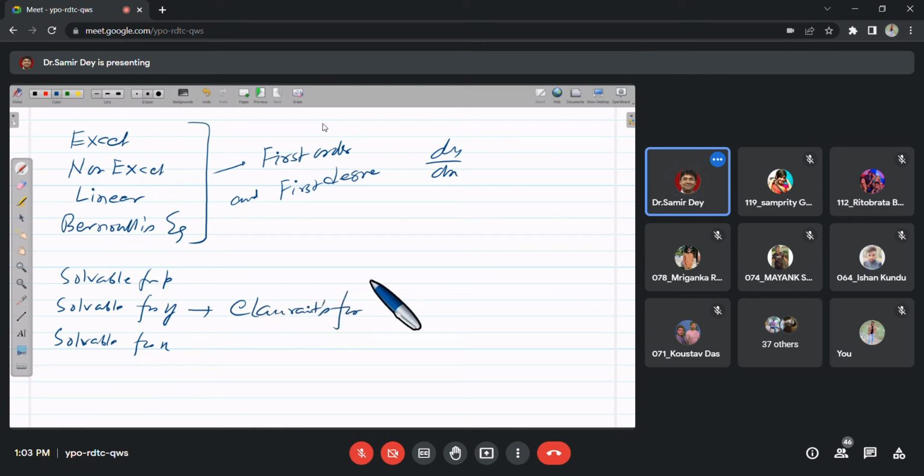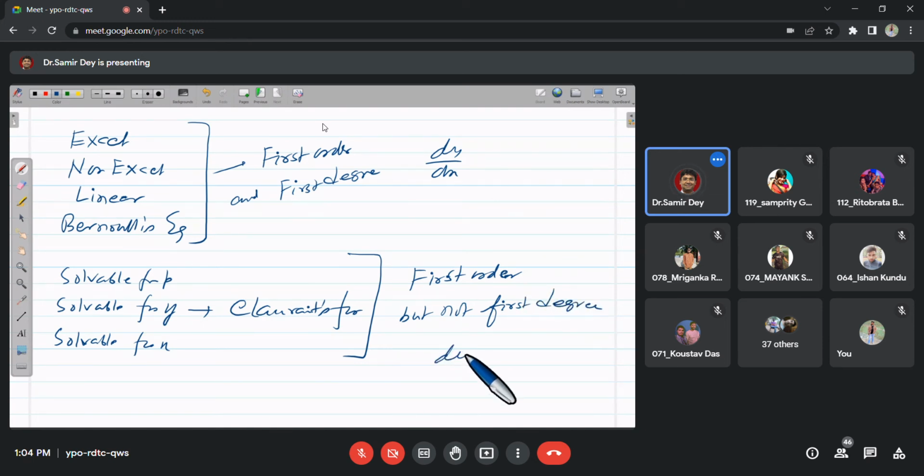And here you have some exclusions. This all belongs to first order, but not first degree. It means what? dy/dx must be there, but some power may be higher. Here it is exactly 1, but here it is above 1. Maybe 2, maybe 3, maybe 4 according to that. Okay, so these are the basic part we have already completed.